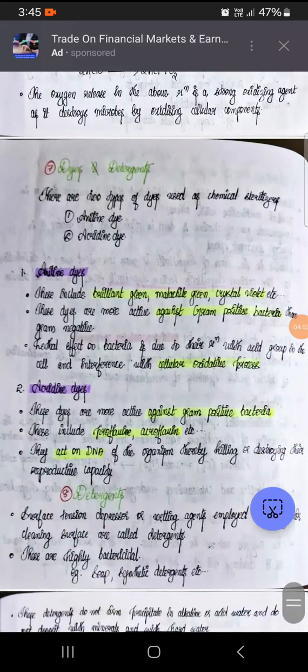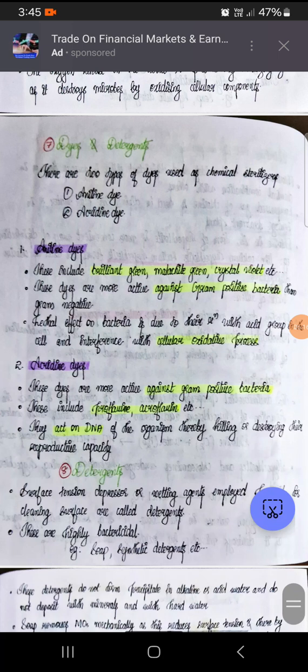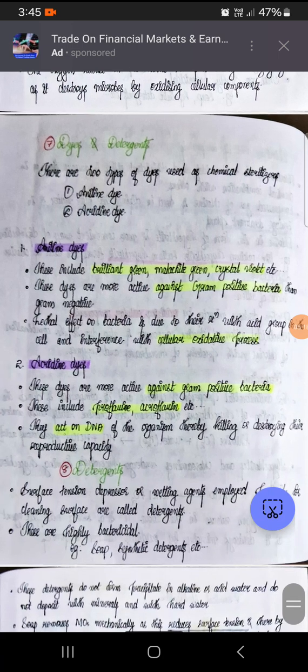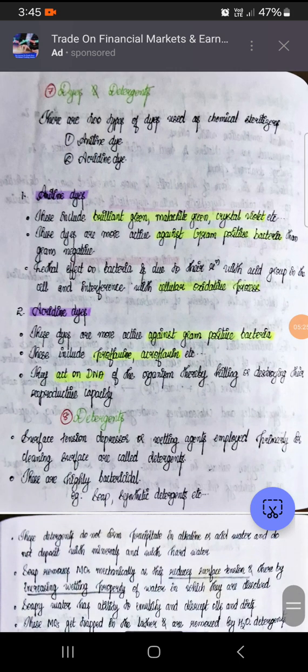Dyes and detergents. Two types of dyes are used: aniline dye and acridine dye. Aniline dye examples: malachite green, crystal violet, brilliant green. And acridine dyes; these dyes are most active against gram-positive bacteria, and in the case of aniline dyes also, this point is applicable. Examples for the acridine dye are proflavin, acriflavin, etc. They act on the DNA of the organism, thereby killing or destroying their reproductive capacity.